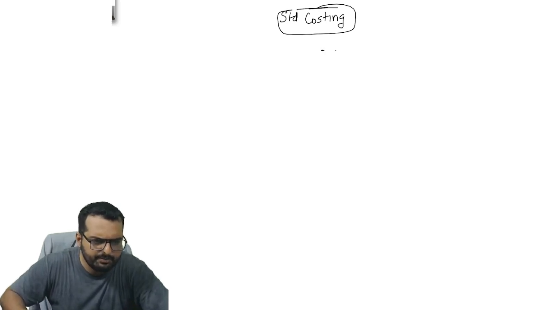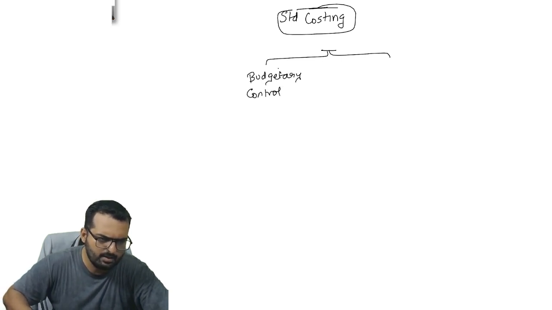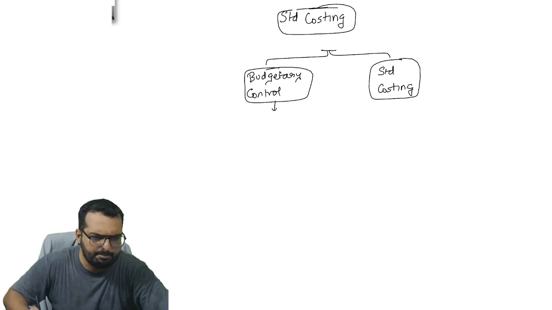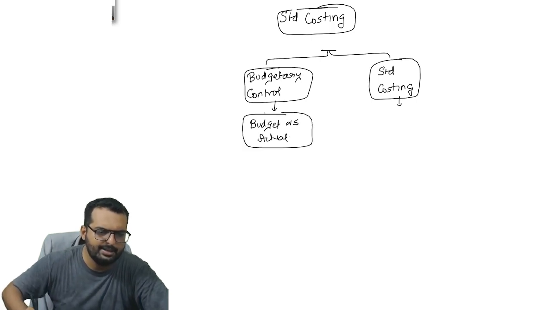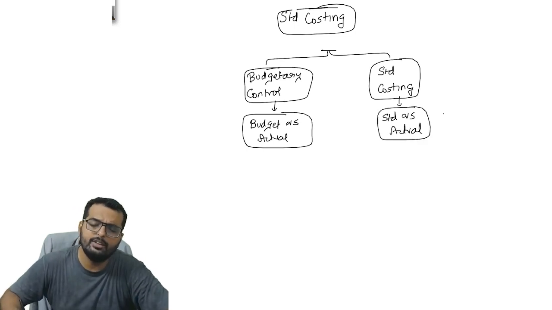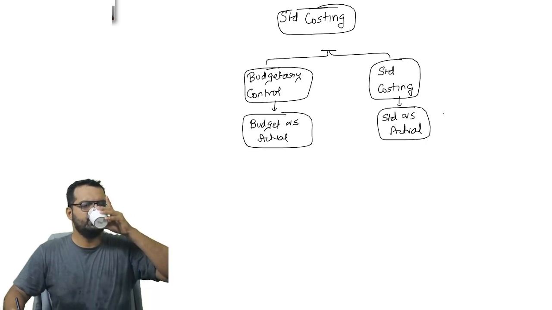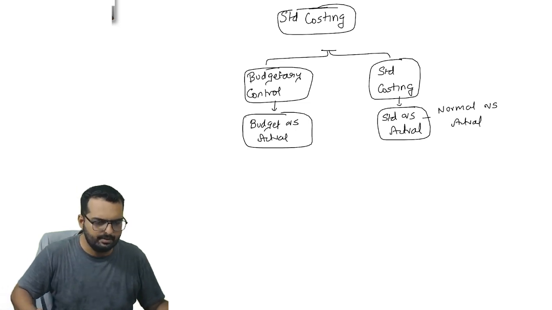All right. Friends, we learned about two chapters. One is budgetary control, and the other chapter is what we call standard costing. In budgetary control, we are doing budget versus actual. But in standard costing, what are we doing? We are doing standard versus actual. What is the meaning of the word standard? Normal. So this is normal versus actual. This is budget versus actual.